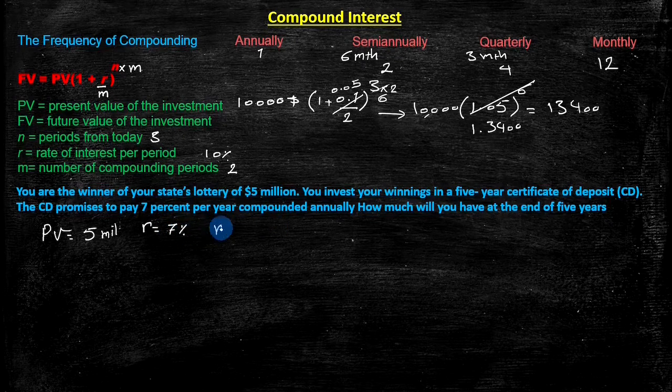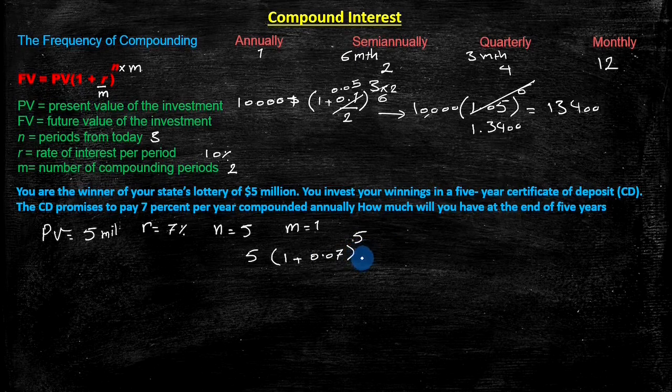And what is our N? We want to know what will happen after 5 years. 5. And our M, I'll write it anyway, compounded annually, so our M is 1. All right, so let's use the formula. That will be 5 multiplied by 1 plus decimal way, 7%, that will be this way, and then to the power of 5, and our M is 1, so divided by 1, multiplied by 1, the same thing.